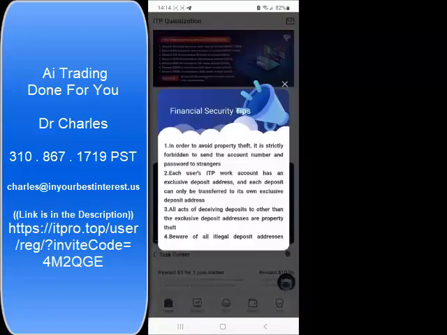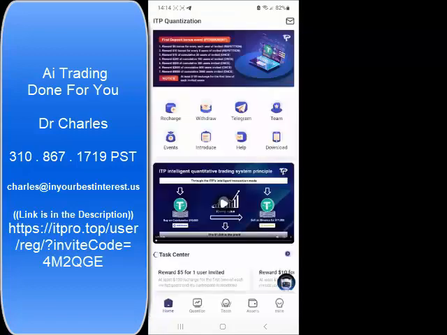Right, the home page opens up. You'll always get this box open up with financial security tips, so we just close that box down. At the bottom, you'll see a menu, a series of icons: home, quantisize, team, assets, and mine. We want to go to the second one, quantisize.